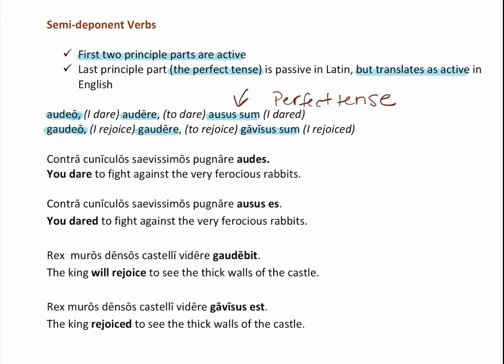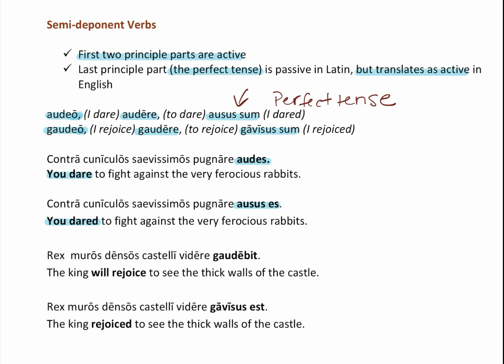So, contra cuniculos ferocissimos pugnare audes. So here it is, just a normal you dare, right? Second singular present tense. You dare to fight against the very ferocious rabbits. Now I'm going to put it in perfect tense, and it's going to look like it's passive, but it's not. Contra cuniculos ferocissimos pugnare ausus es. And it gets translated active as the very regular perfect. You dared to fight against the very ferocious rabbits.